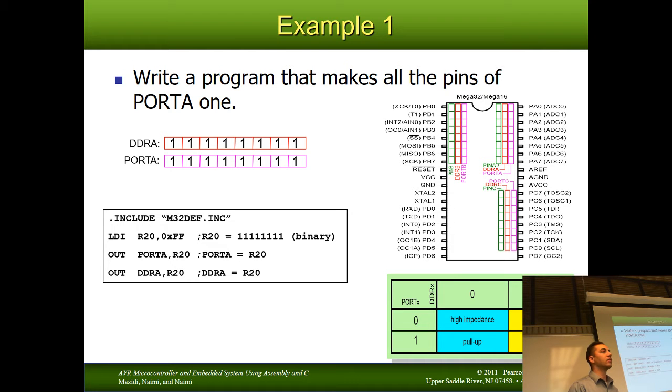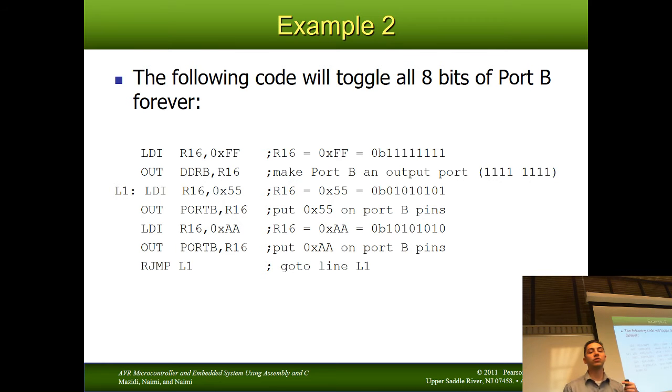As another example, here's an example that will toggle all 8 bits forever. And this uses an instruction that I haven't talked about too much, so we're going to go over it first because it's the new thing. R jump to L1 just says, once you get to this instruction, execute the instruction labeled L1 next. So jump to L1, execute. So it's going to run this thing forever. It's an endless loop. So what does it do before the loop? Loads up FF and sends that into the data direction register for B.